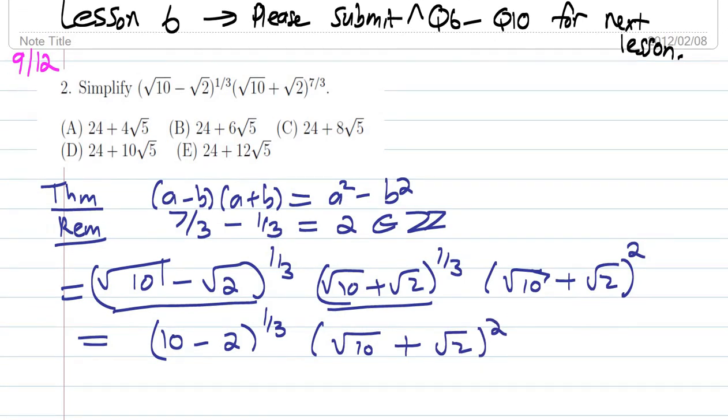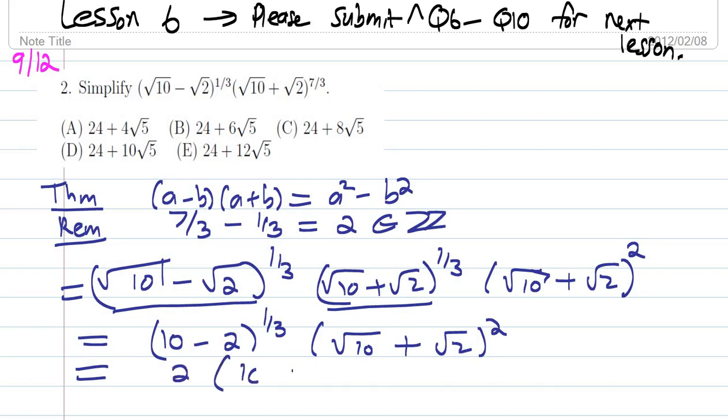Can I get a yes that you guys agree with this maths? So no need for calculators. The trick is to rewrite 7/3 as 2 plus a third. Alright, and now we're lucky. What's 10 minus 2 raised to the power of a third? Yep, it's the cube root of 8, which is 2.